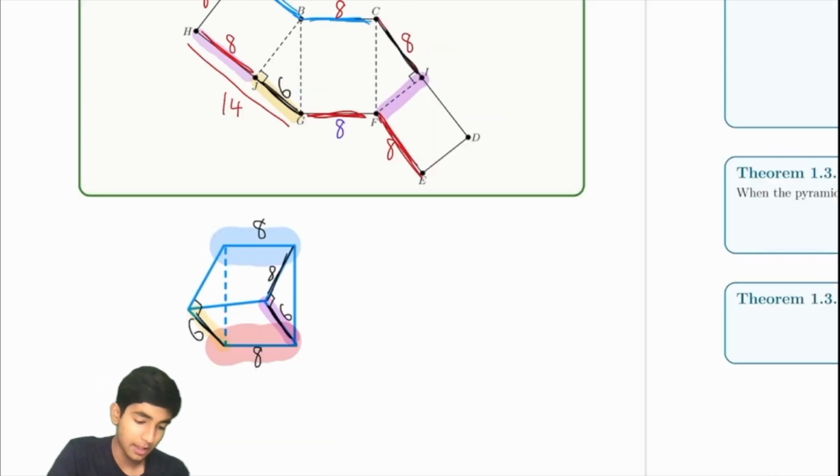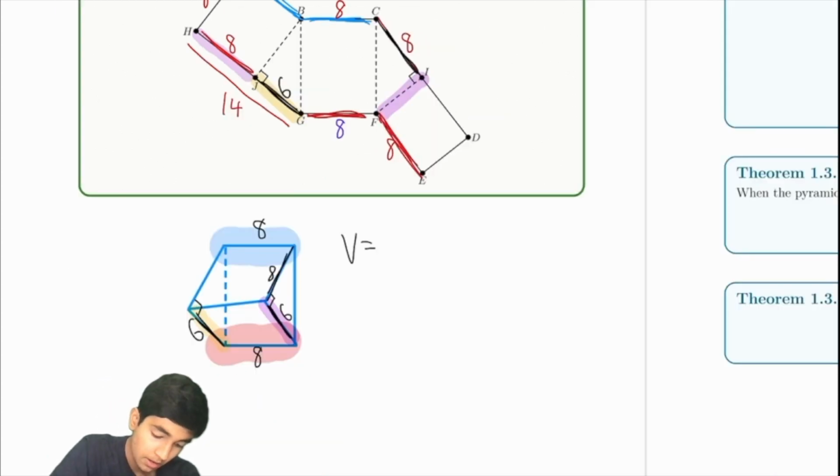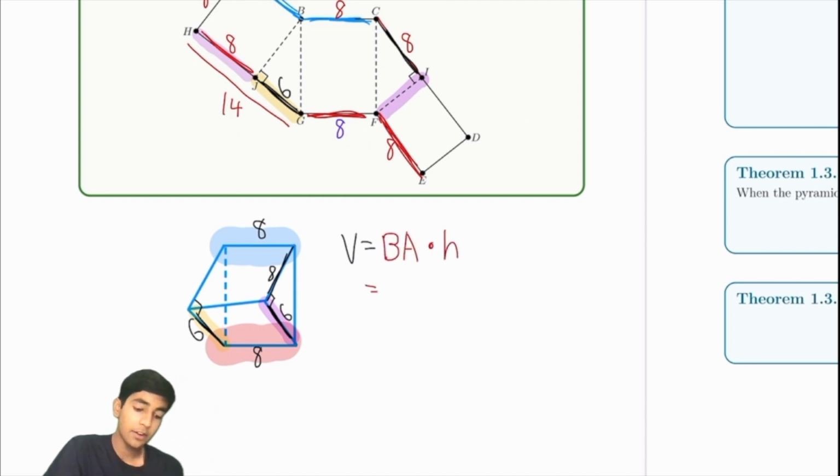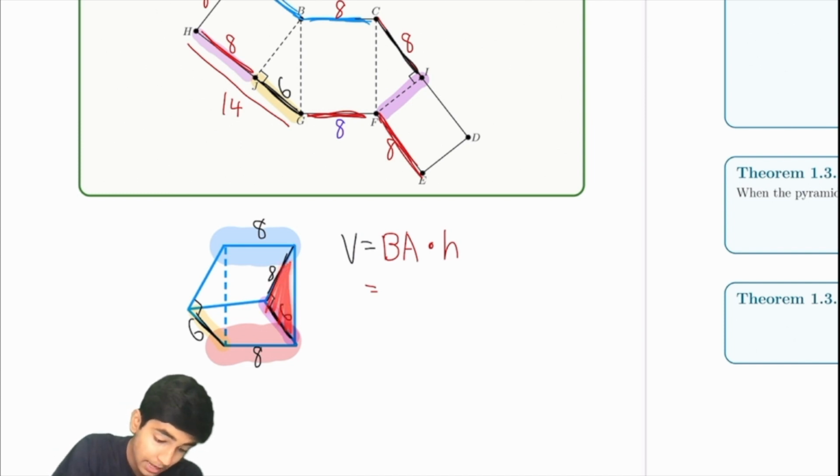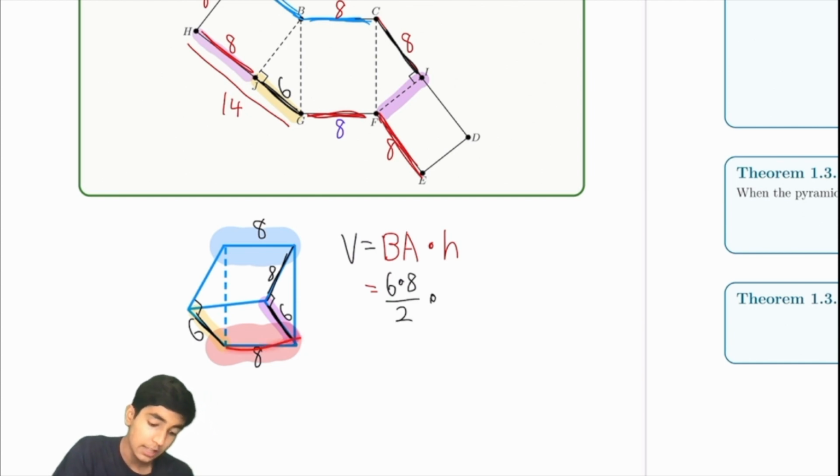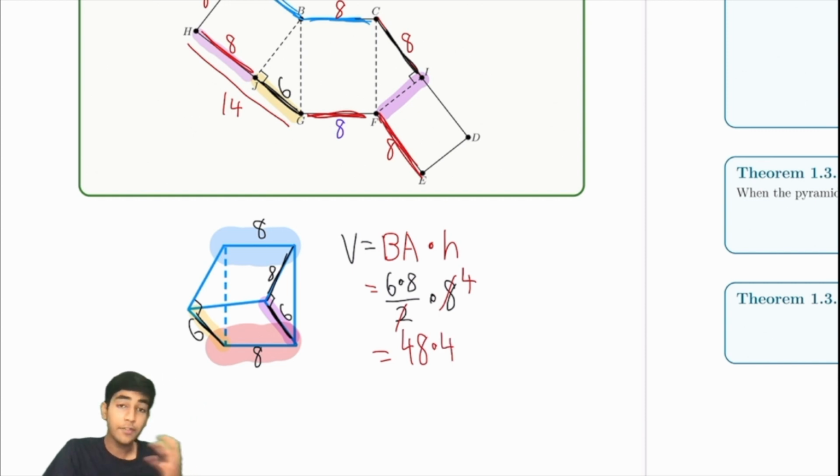So the volume of this prism is just going to be equal to the base area times the height. The base area is just the area of this triangle, which is 6 times 8 divided by 2, right? Half base times height. And the height is just, well, 8. So the volume over here, 2 cancels with 8 to form 4, is just 48 times 4, which is 50 times 4 minus 2 times 4, 200 minus 8, 192. So our answer for this problem is 192.